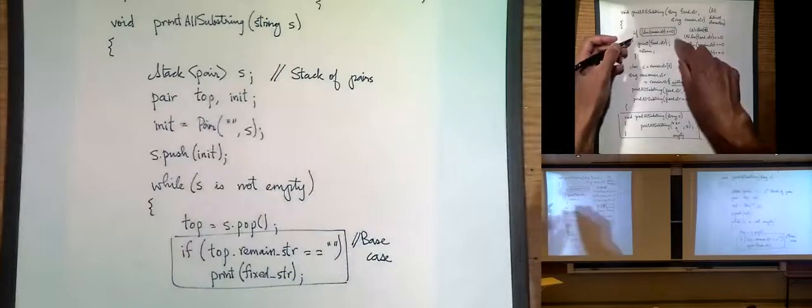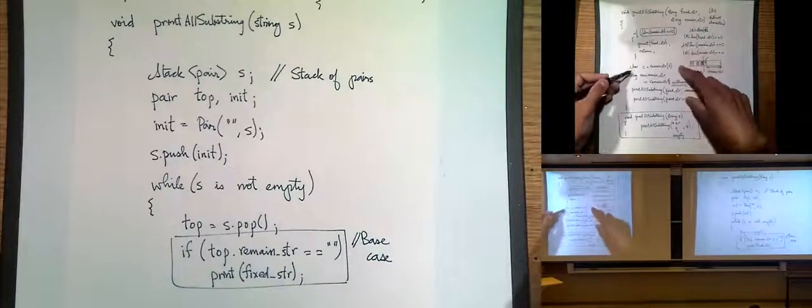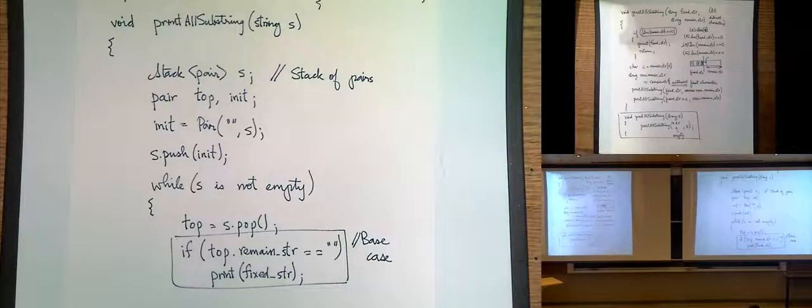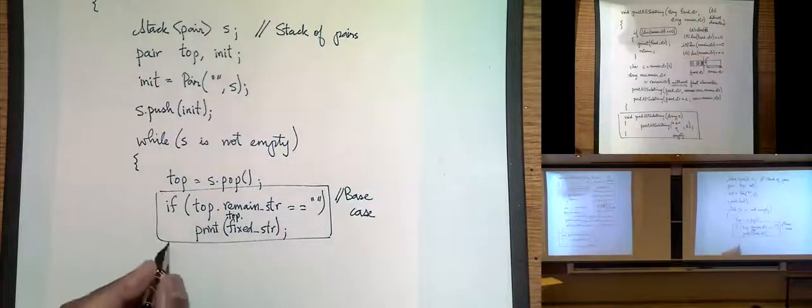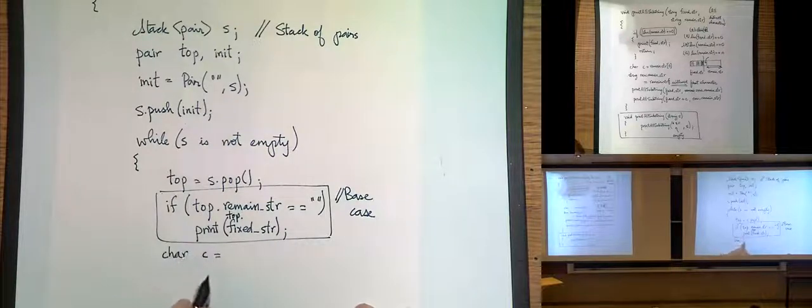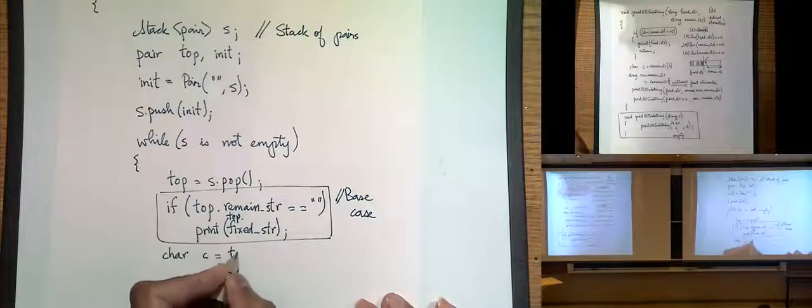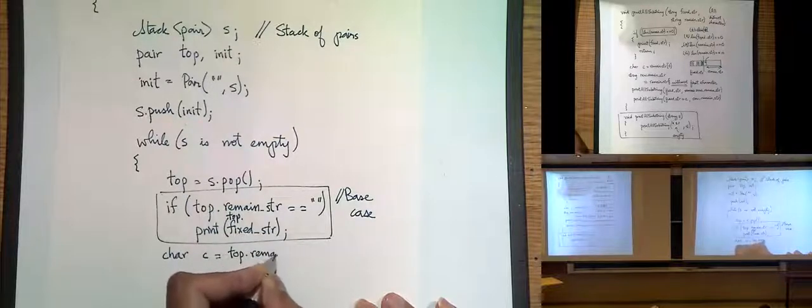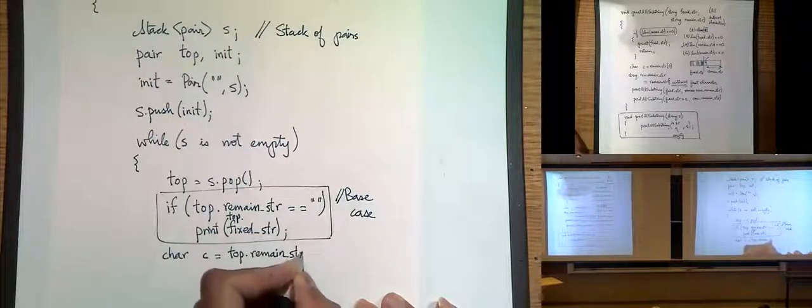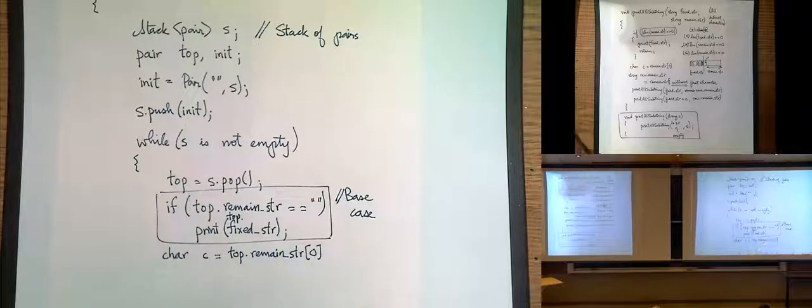That's the base case. And otherwise, I do these manipulations, and I would push to. Yes, I'm sorry. Top dot fixed string. Thank you. Good. So then I can repeat these. I would say the character C is equal to top dot remain string 0. Right? So I get that character here.